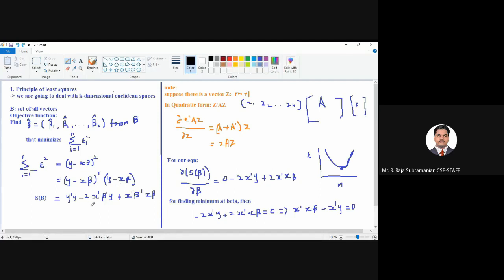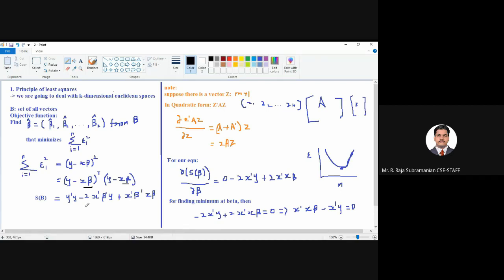Minus 2ab is nothing but minus 2 x dash b dash into y plus, and I need to multiply this x beta and this x beta. So I write it as x dash beta dash x beta. Right, this is what I write here. Now I need to solve for this in such a way that the total error is going to be minimized.